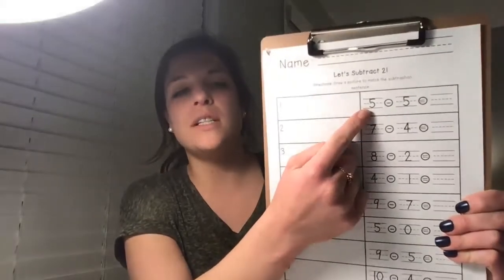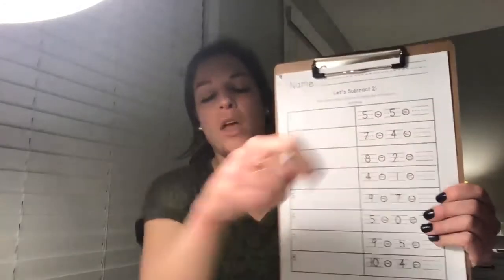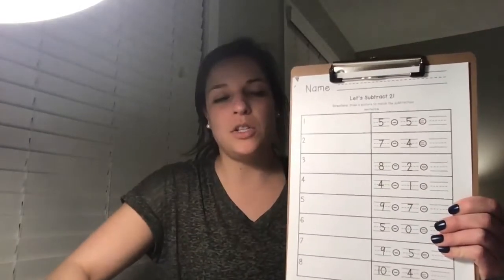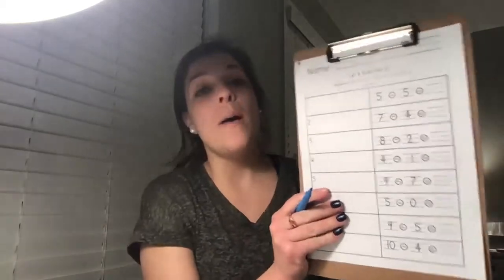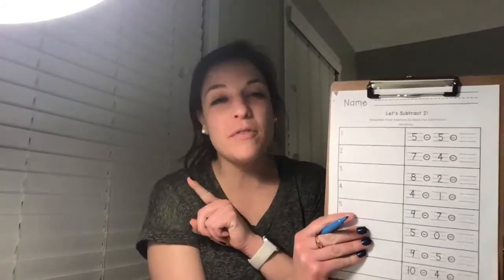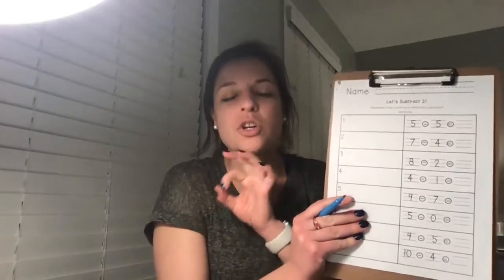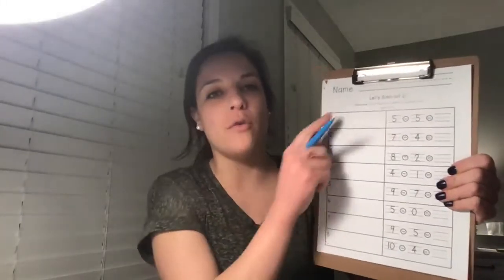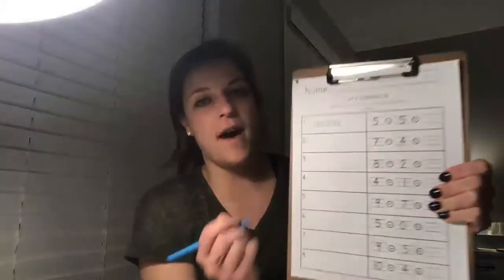So let's read our sentence first. It says 5 take away 5 equals blank. So what is the first step I need to do? I need to draw 5 circles, but make sure when you draw them, some of our friends are drawing them so big and then they lose track of counting them. Make sure to draw them small enough so that they all fit in the rectangle. So I'm going to start with my whole group of 5. 1, 2, 3, 4, 5.